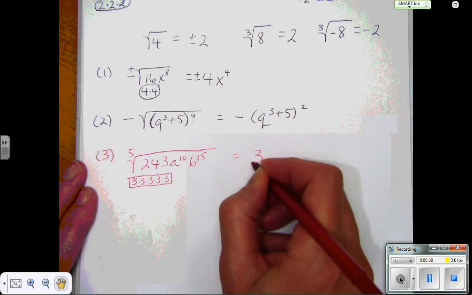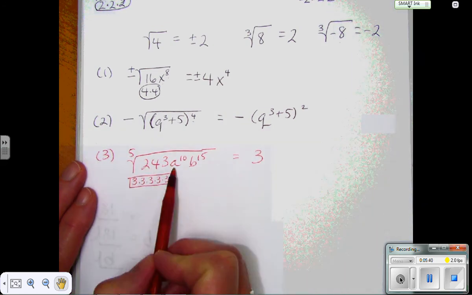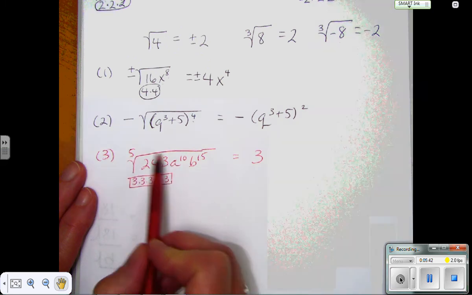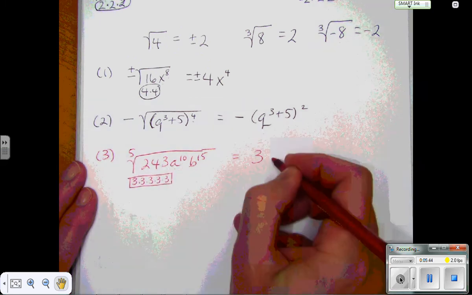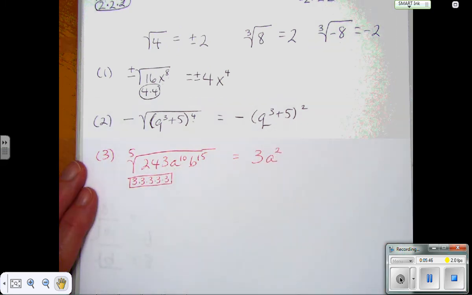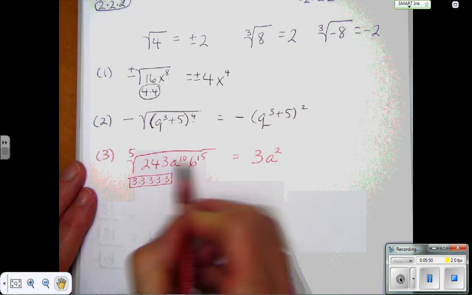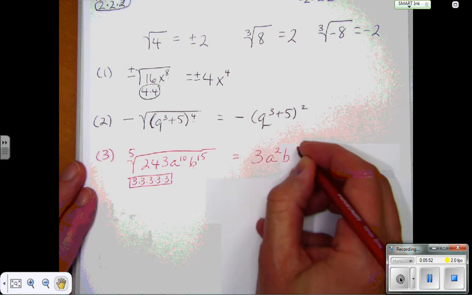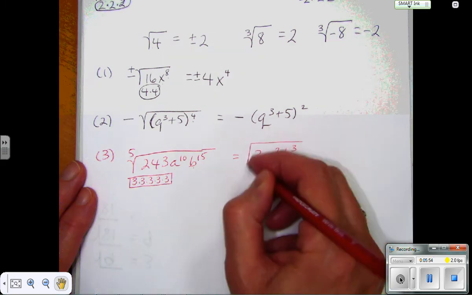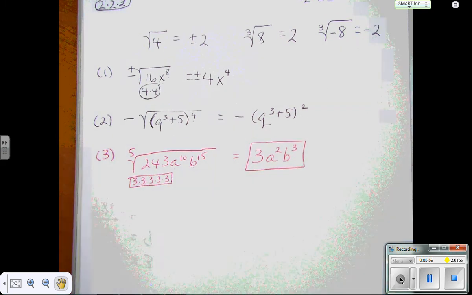And then for this a to the 10th, 5 divided into 10 is 2. So that's a squared, and it goes evenly, so I don't have anything left over. B to the 15th, 5 goes into 15 3 times, so that's b to the third. Goes in evenly, and that's your answer. So there's nothing left inside the root because everything divided evenly.